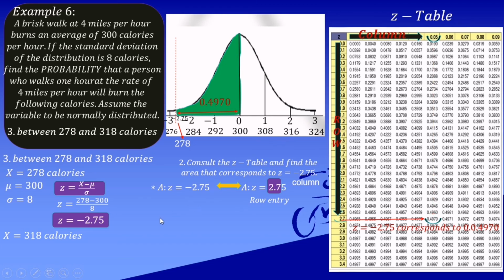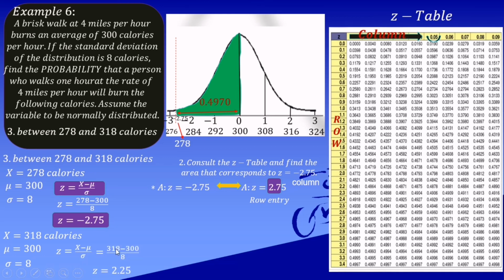For the x value, it is 318 calories. So let's determine the z-score. So saan siya banda? Saan natin siya malocate? So with the use of the z-score formula, substitute natin 318 minus 300, then divide by 8. So the z is 2.25, which corresponds to 318 calories. So diyan natin makita ang 2.25. So this corresponds with the x value, which is 318. So ang shaded natin is, yan, from 0 to 2.25.